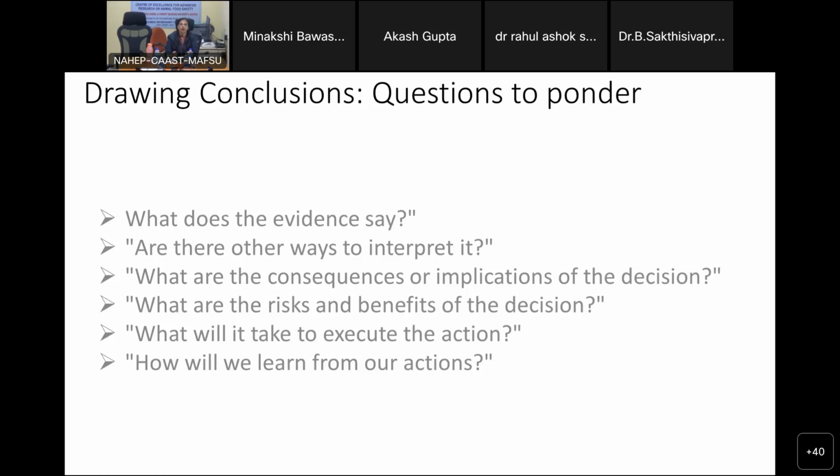Okay, and then how we will learn from our actions. Whatever actions we are taking, whatever decisions we are taking, what are we going to learn from that? Is it going to add value or not? These are the questions you should always ask when you are drawing any conclusion. And once you are satisfied with the answers, go ahead with your decisions, right? Okay, so next.